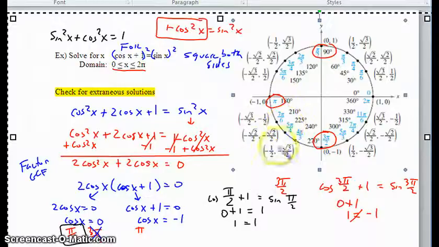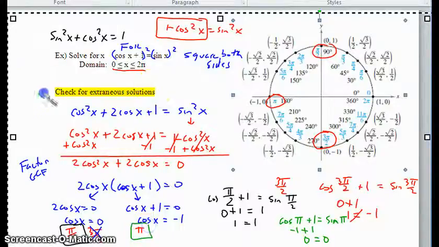And finally, let's test the pi. So it would be cosine of pi plus 1. Does that equal the sine of pi? So cosine of pi, if I go over here, it looks like cosine of pi is -1. When I add 1 to that, I get 0. The sine of pi is 0. So that tests out as well.